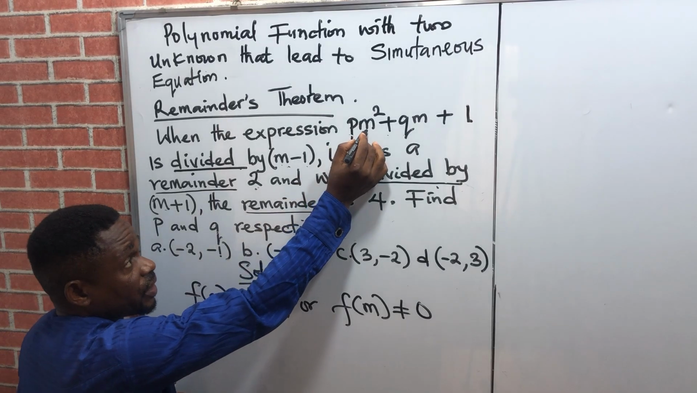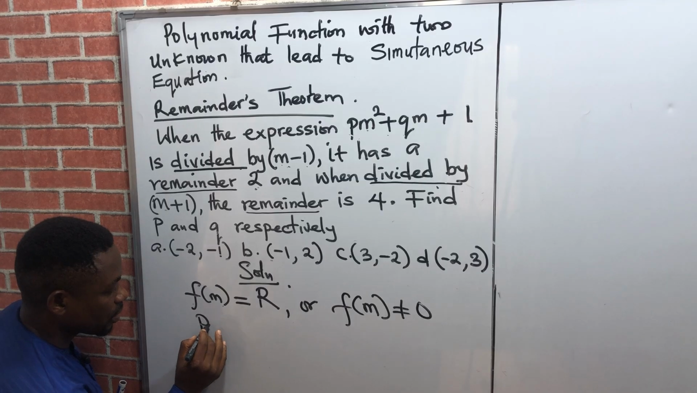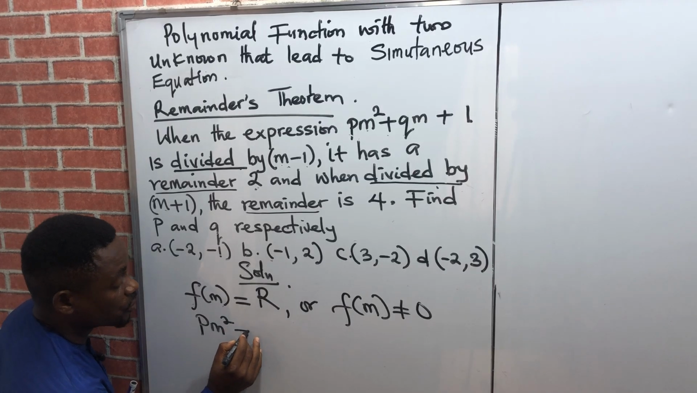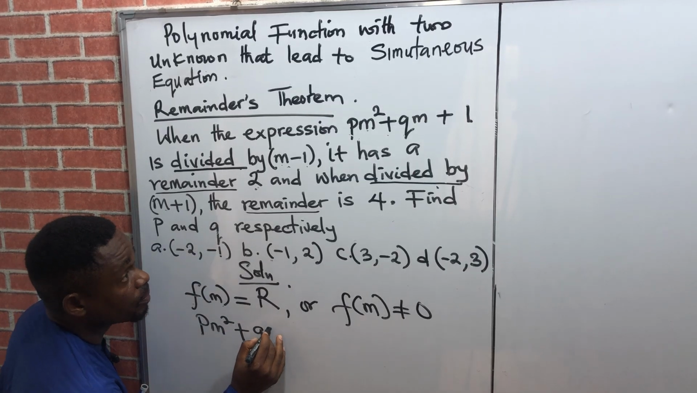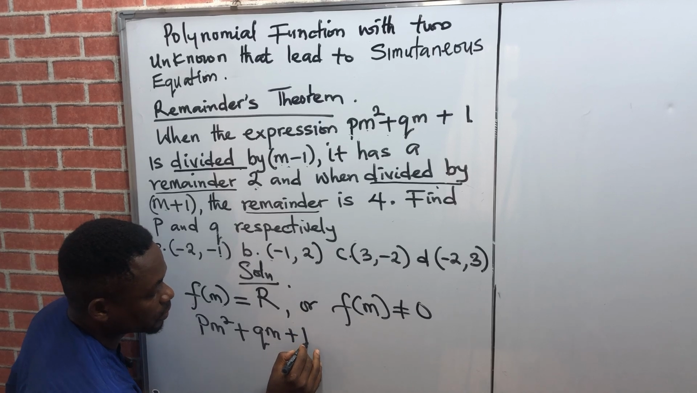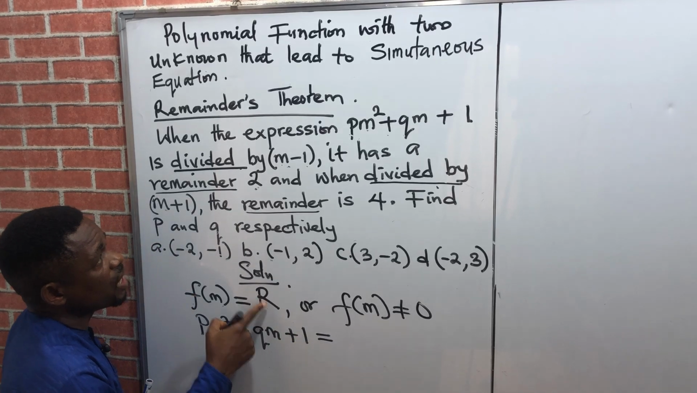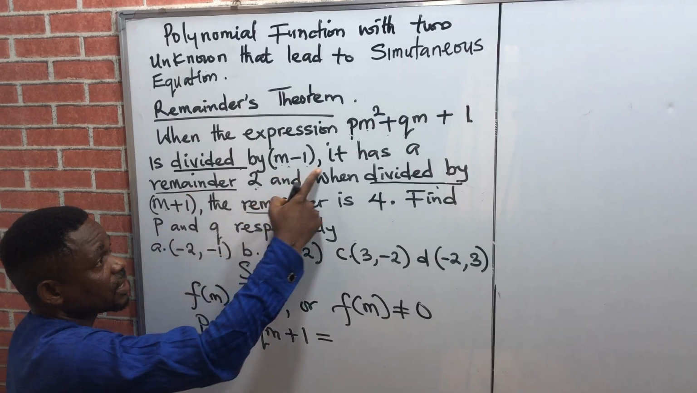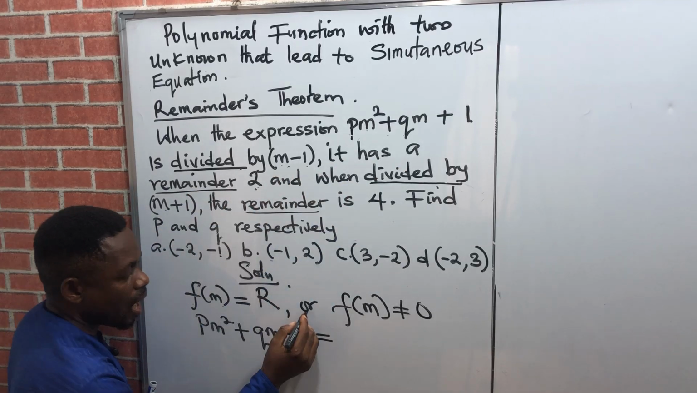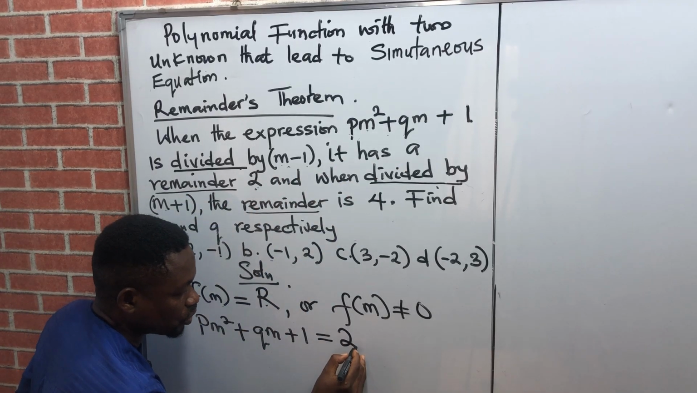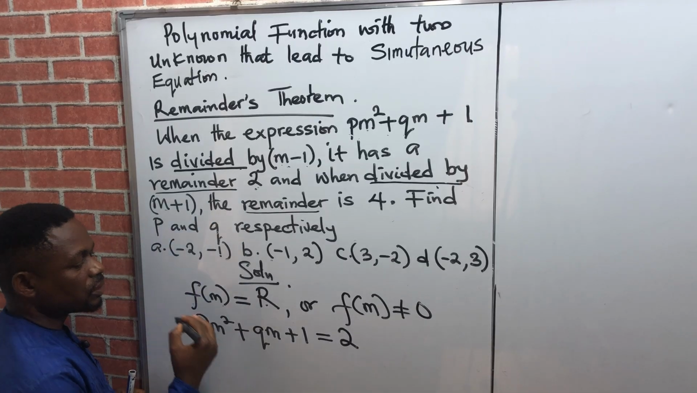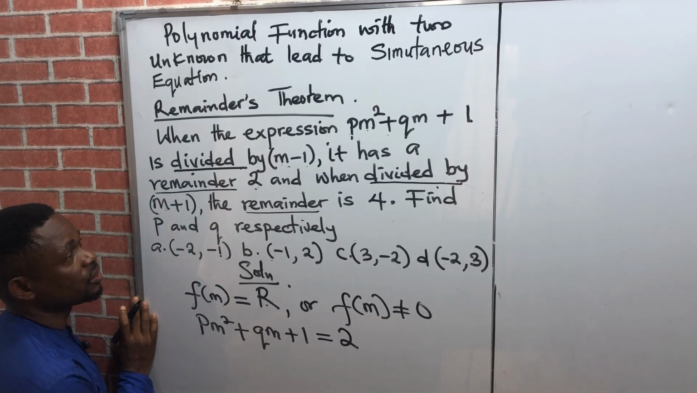What I'm going to do now is to replace f of m. It is already given in the question, which is pm squared plus qm plus 1, and this is now equal to the remainder, which is the first one. Now, observe the remainder in the first one. It has a remainder 2. I will now remove r and put 2. Now, the next thing is to consider the divisor.